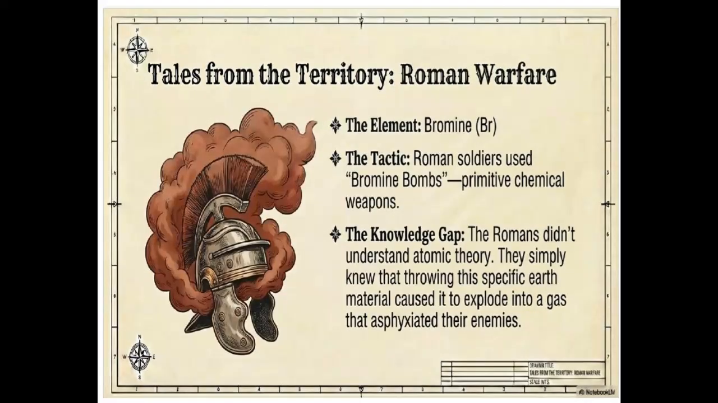Another story, this one is not as bad, is from Roman times. Roman soldiers would use bromine bombs. They would throw bromine at their enemies, which would create a gas. The gas would kill the enemies because bromine gas is very toxic. They didn't understand the theory. They just knew that if they threw this thing at their enemies, they would die. That's all they knew. That's all they cared about.